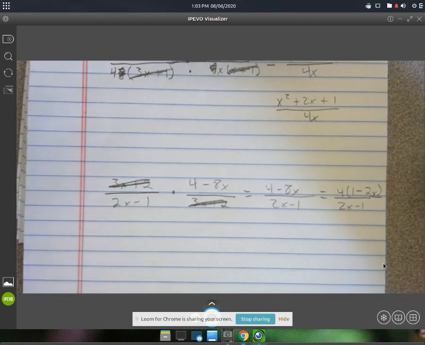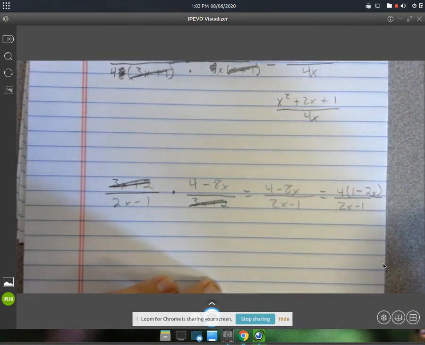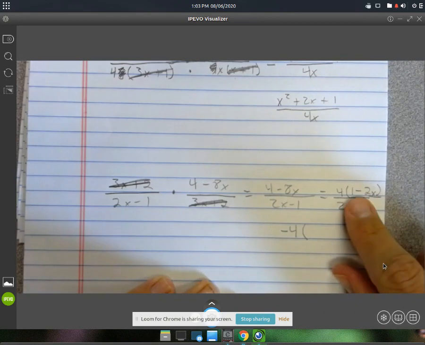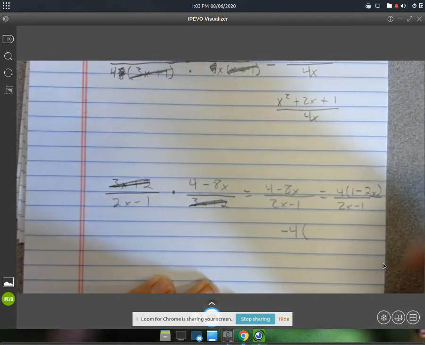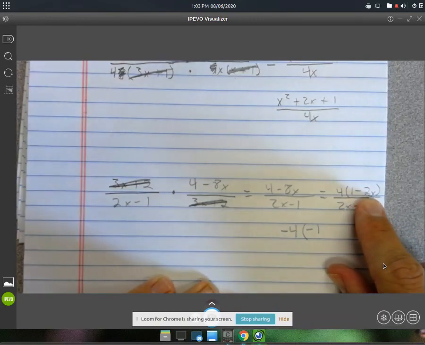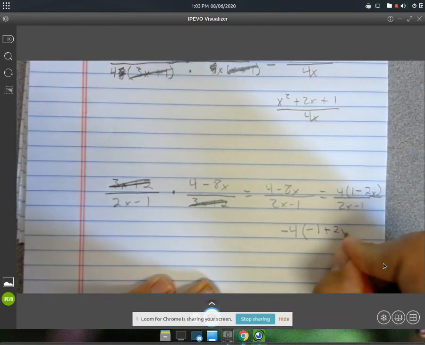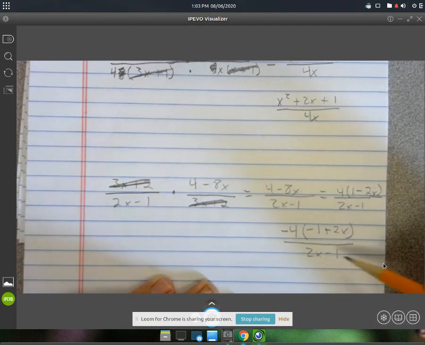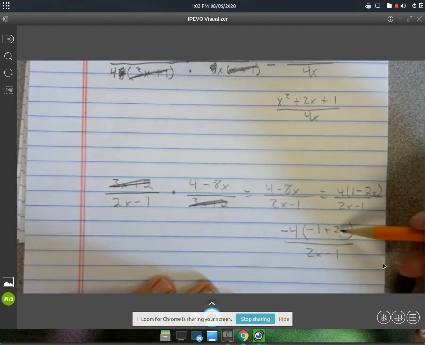All right? So I guess we'll look at what that is. Instead of just a 4 out here, we're going to factor out a negative along with it, which is going to make this a negative 1. And instead of this being a minus 2x, it's going to be a plus 2x. And on the bottom, you still have your 2x minus 1. Now this and this are identical. They are the same thing. Instead of negative 1 plus 2x, you could rewrite that as 2x minus 1.